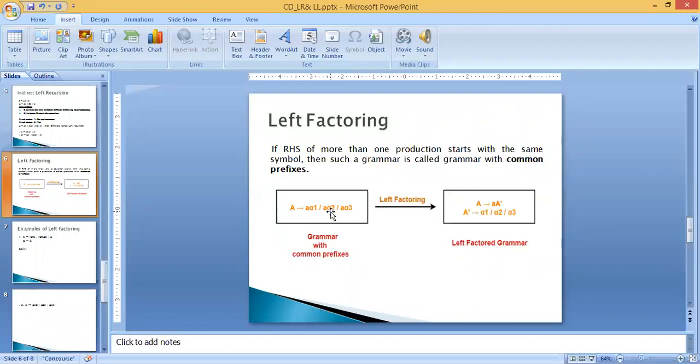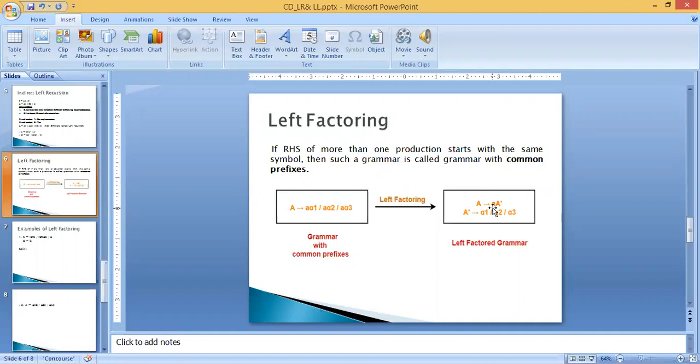That means you can see there are three productions here, and each of the three productions starts with the same prefix, that is A. So A alpha 1, A alpha 2, A alpha 3. So this is a grammar with common prefix. So when you perform left factoring on it, this is how it looks. So A gives, take the common prefix out, which is A, and then after you take the common prefix, you have to attach it with a new non-terminal, which is A dash.